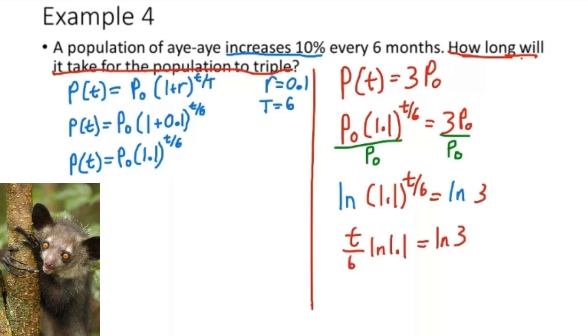On the left-hand side, we'll use the power rule. And if we multiply both sides by 6 and divide by the natural log of 1.1, we get t equals 6 natural log of 3 divided by natural log of 1.1. Throw that into the calculator, and we get that our population will triple in approximately 69.2 months.